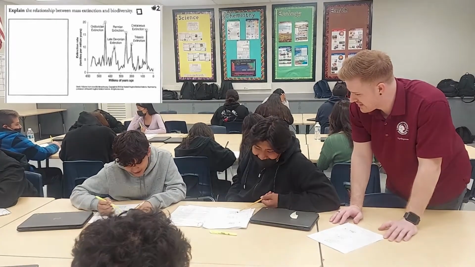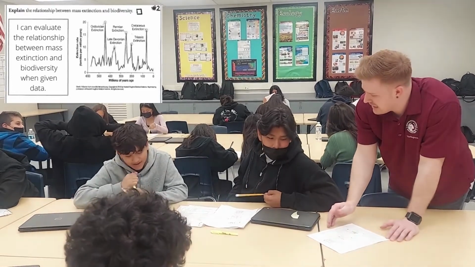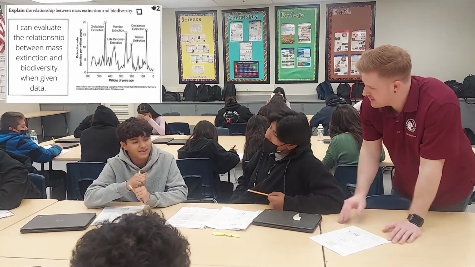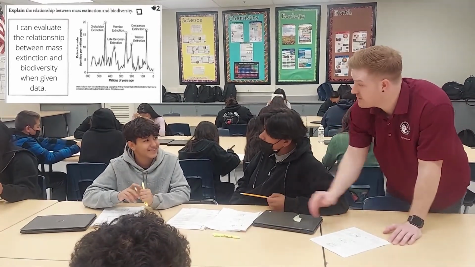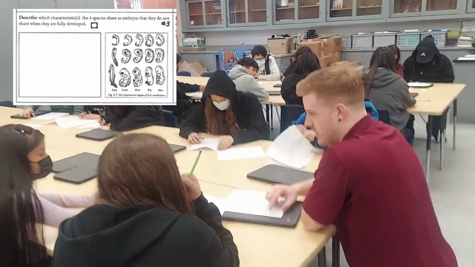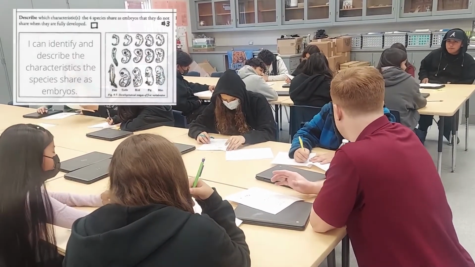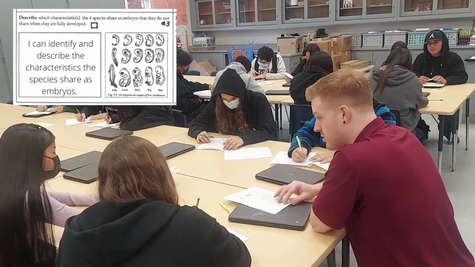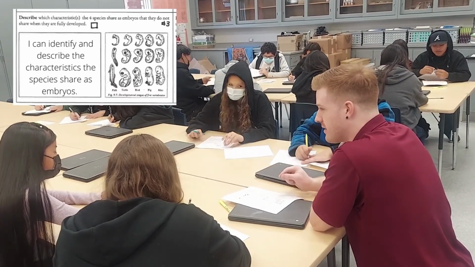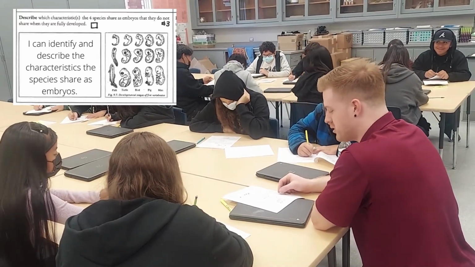Read it. Relationship, mass extinction. So you would say something like, I can evaluate the relationship between mass extinction and biodiversity when given data. Okay, so I can identify and do what? What's the action word? Describe. So I can identify and describe what? No, you had it earlier. There you go. The characteristics the species shares.